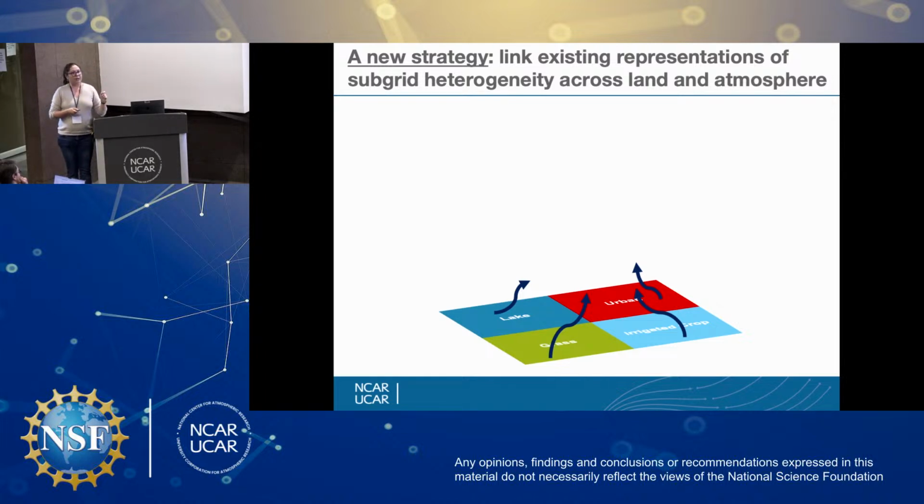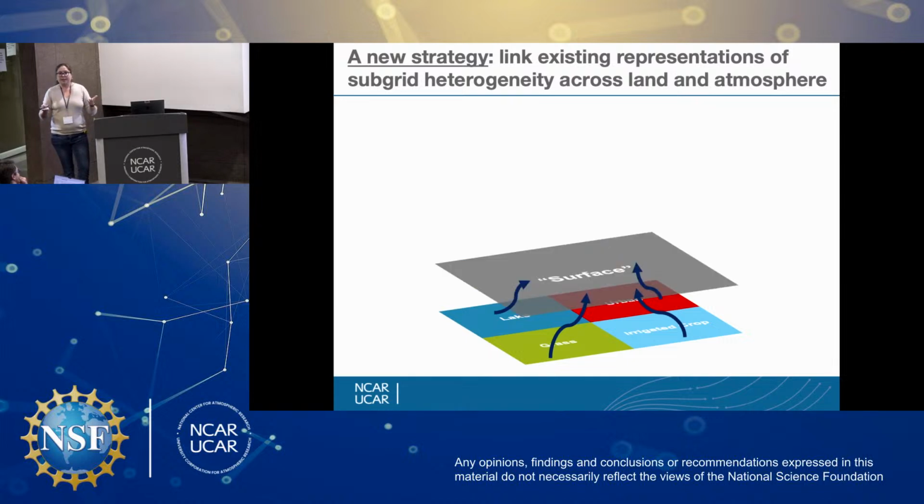Now again, because of the way that we're passing information between the land and the atmospheric model components, the atmosphere has no idea of this, right? The atmosphere is taking all of that interesting heterogeneity, averaging it together to one value and saying, here's your surface.